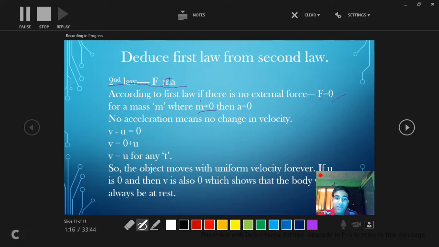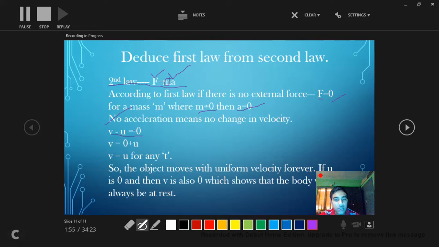So certainly if m is not 0, then a is equal to 0, because if the left hand side is 0, then the right hand side should be 0, and m into 0 means 0 only. So 0 is equal to 0 it will be. So a needs to be 0. A means what? Acceleration. Acceleration means change in velocity. So no acceleration means no change in velocity. So no change in velocity means v minus u is equal to 0. V is the final velocity, u is the initial velocity. So change in velocity is 0. So v minus u is equal to 0.